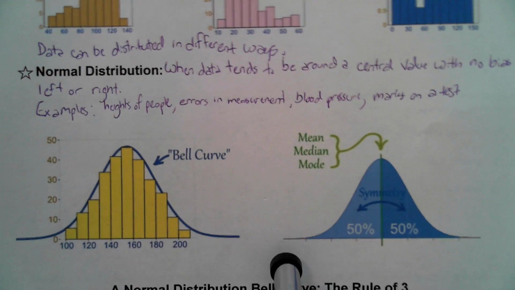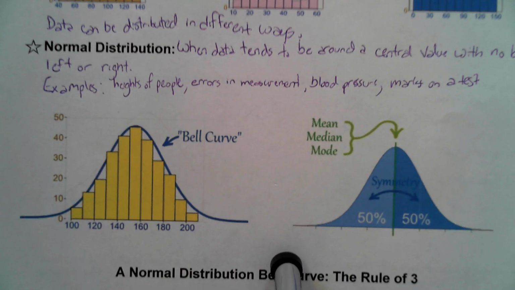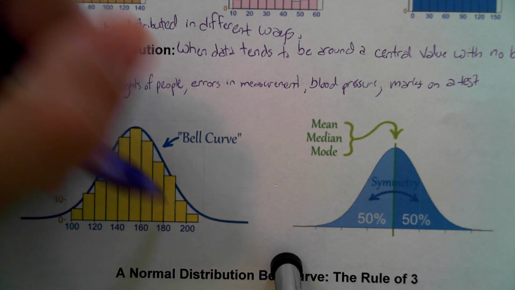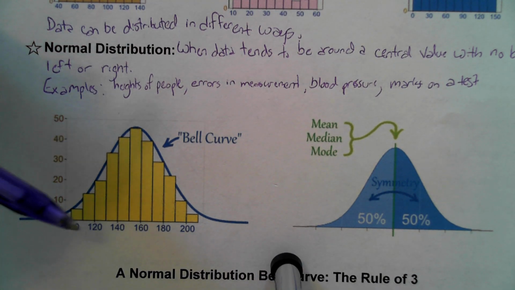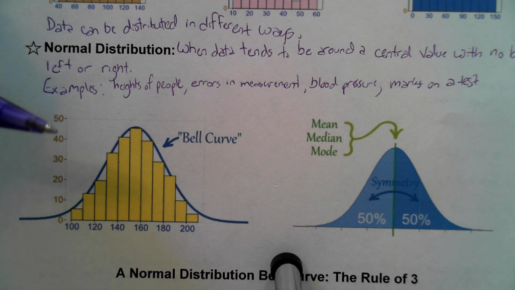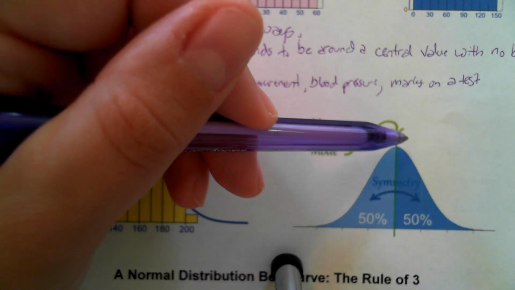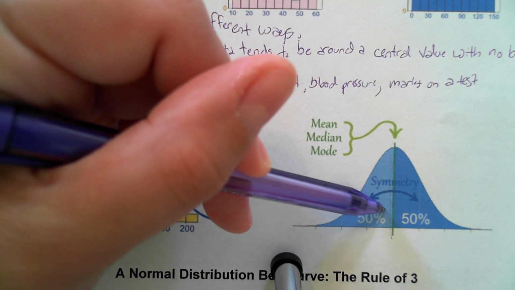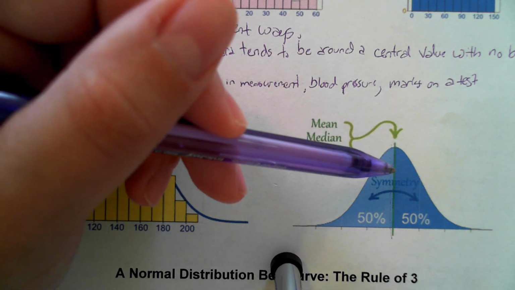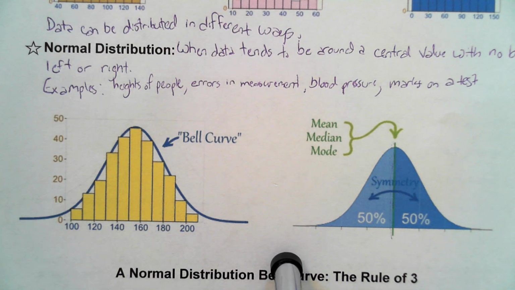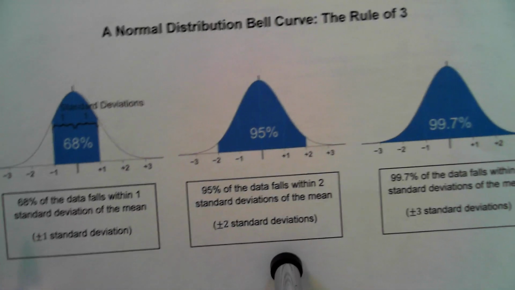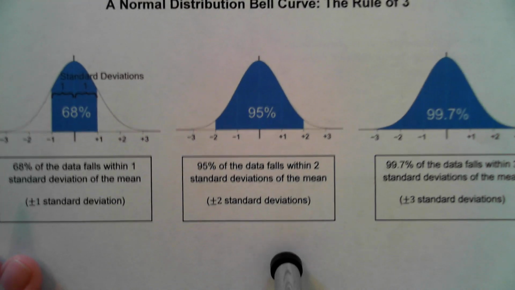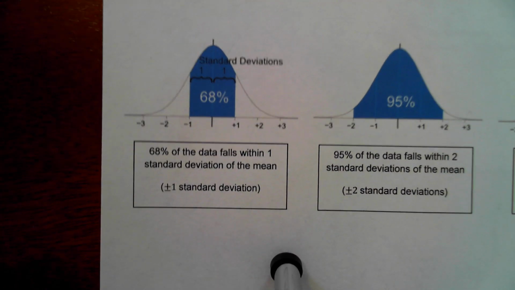So what we use when we're looking at normal distribution is something called the bell curve. It looks like a bell. So it's evenly distributed. Your mean, median, and mode all lie on this central line, and it has symmetry. 50% of the data lies below that mean, median, mode. 50% lies above. And a normal distribution bell curve follows the rule of 3.